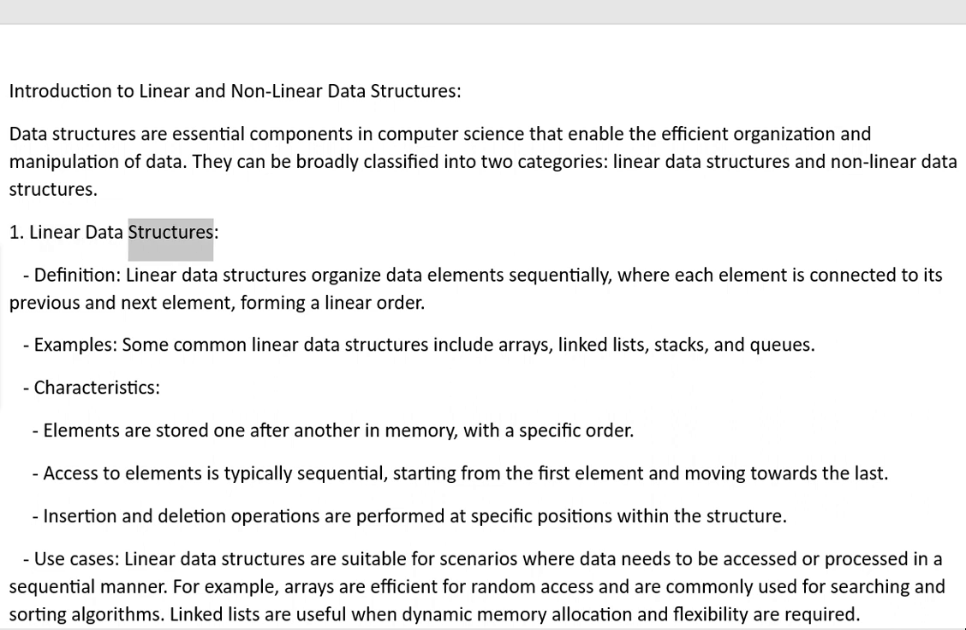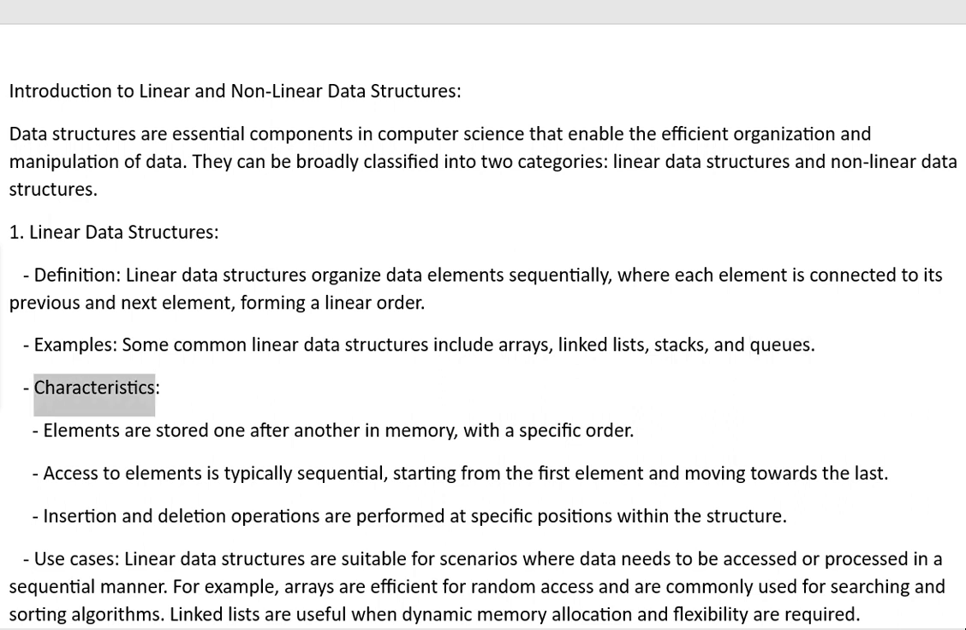1. Linear data structures. Definition: linear data structures organize data elements sequentially, where each element is connected to its previous and next element, forming a linear order. Examples: some common linear data structures include arrays, linked lists, stacks, and queues.